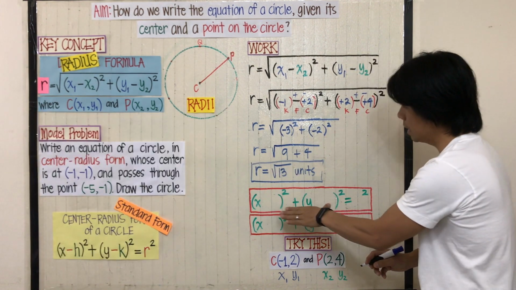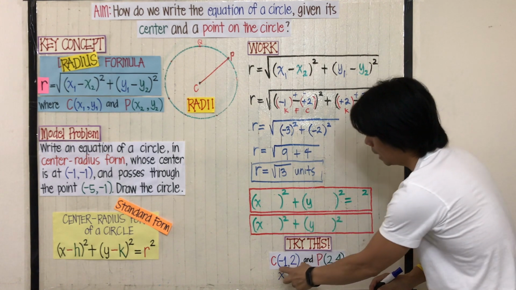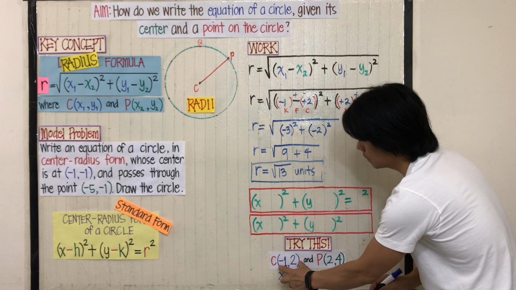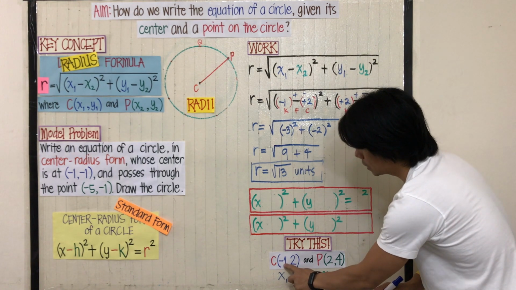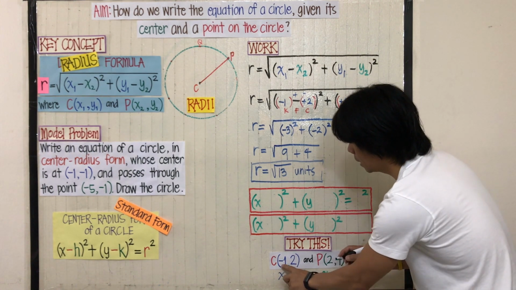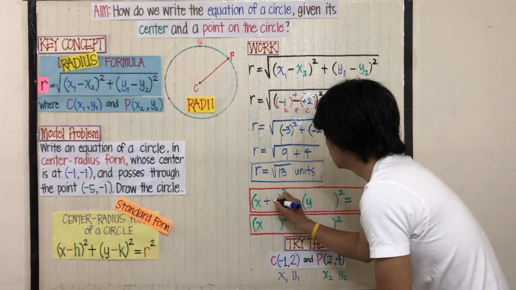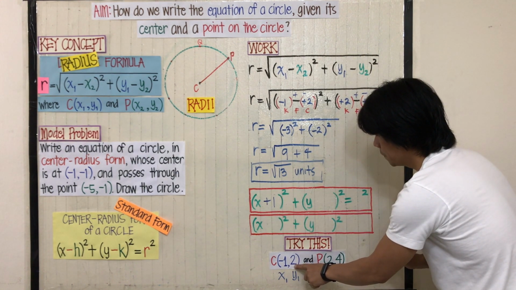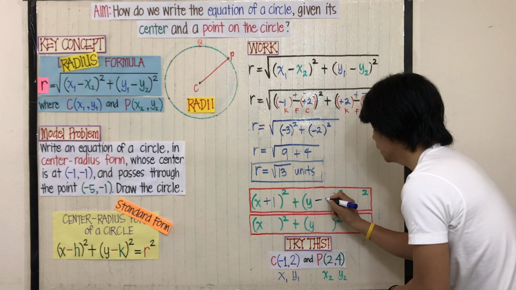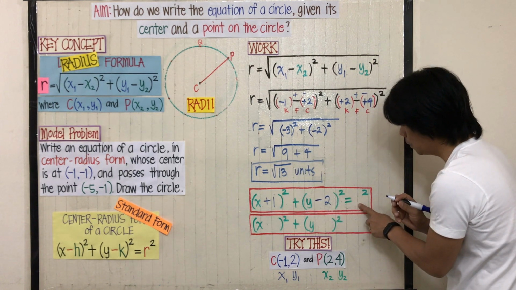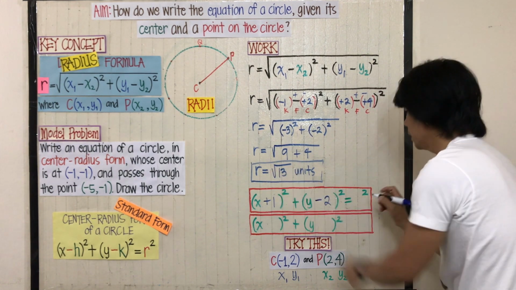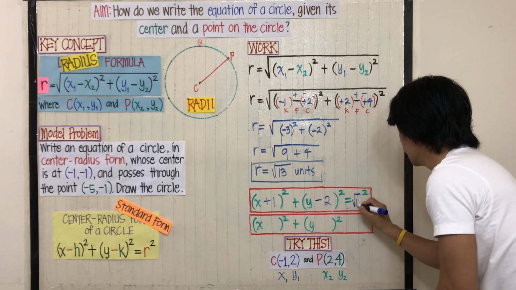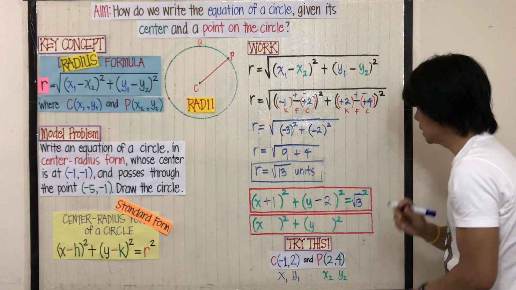Now how do we write the equation? So again, we need the coordinates of the center and simply change the sign. So -1 becomes +1, and +2 becomes -2 here. And then what do we put here? The radius. It's the square root of 13.